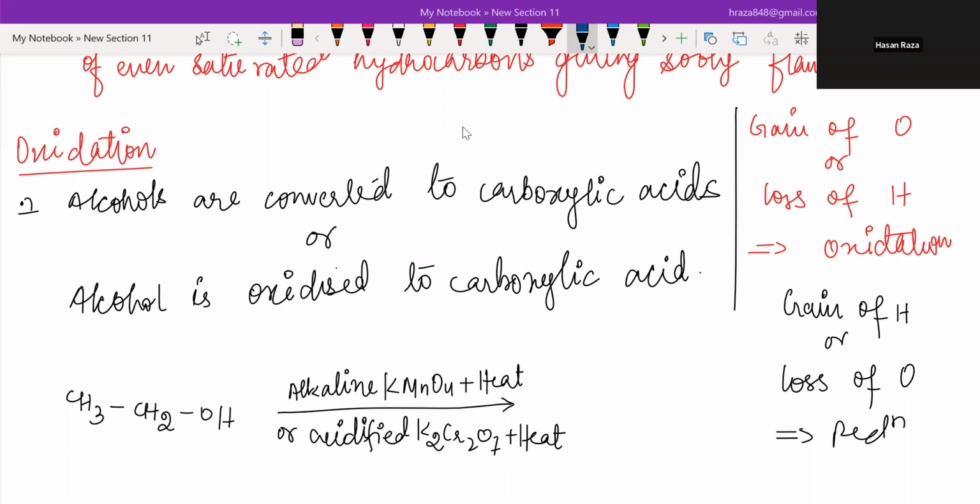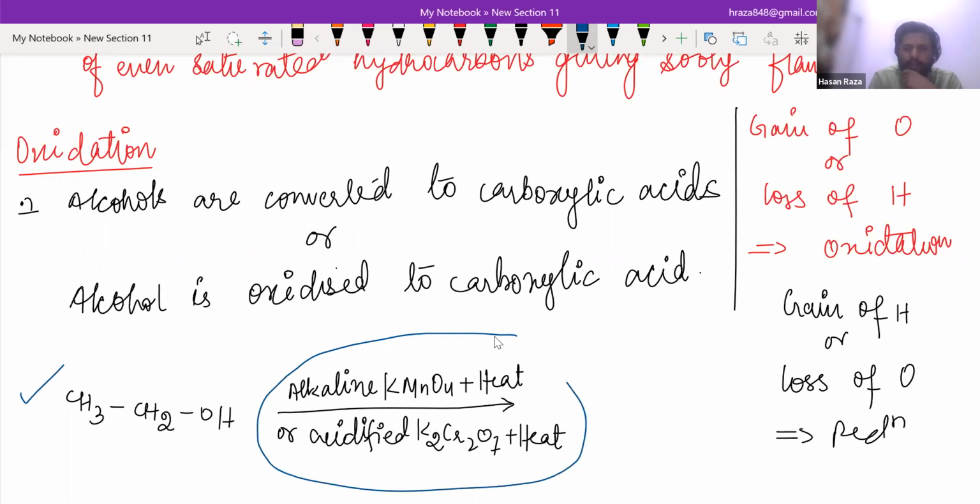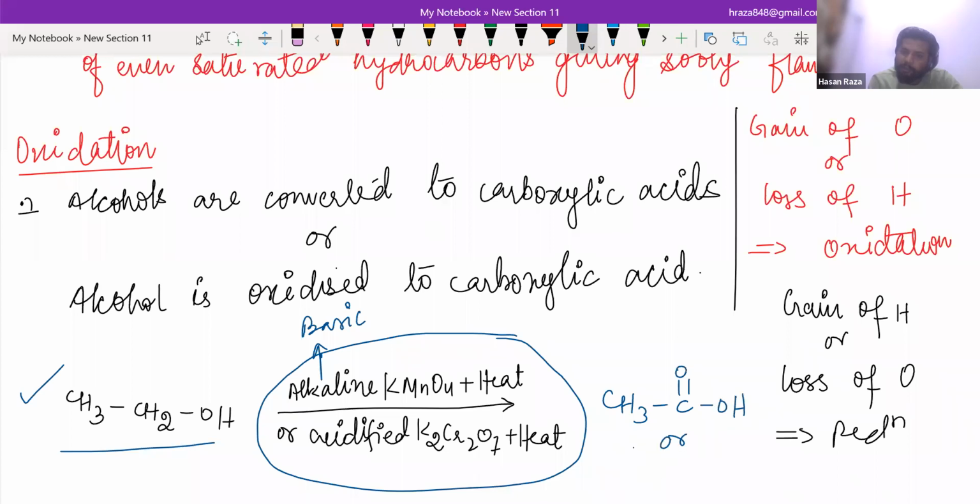So see, if you have an alcohol and you are going to use alkaline KMnO4, alkaline that means basic, potassium permanganate, or acidified K2Cr2O7, that means potassium dichromate, and if you are going to heat it, then this ethanol will be directly converted into carboxylic acid.